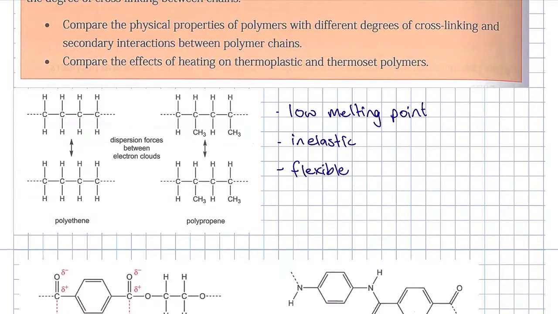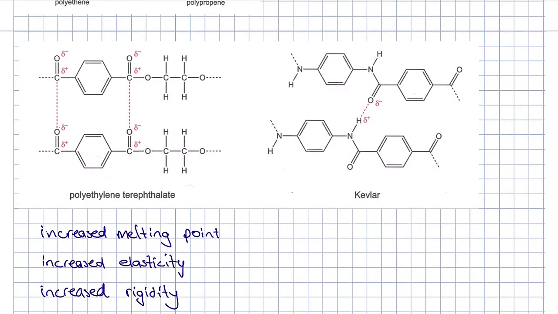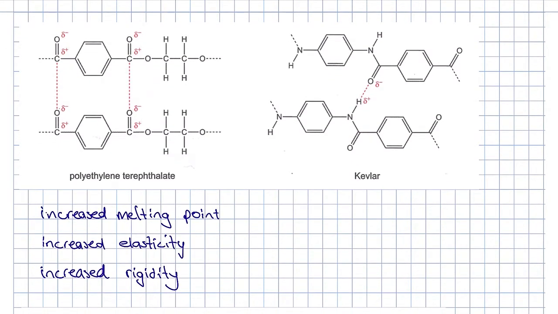inelastic, flexible. The second type of interactions that we can get are the dipole-dipole or hydrogen bonding ones. So in this first diagram, we can see the interactions happening here. They aren't hydrogen bonds. Okay, there's no hydrogen involved in it, but we can see that the carbon to oxygen double bond there is a polar bond.